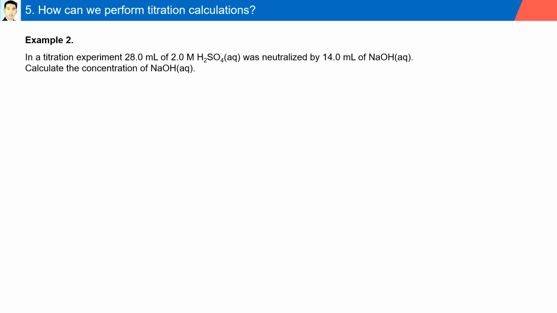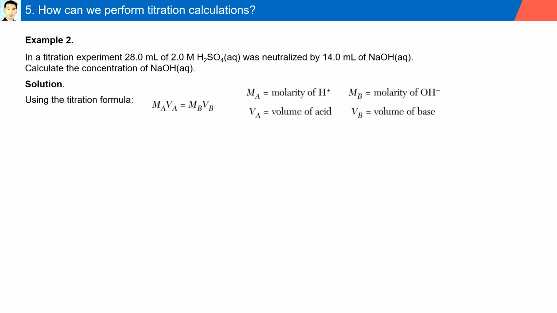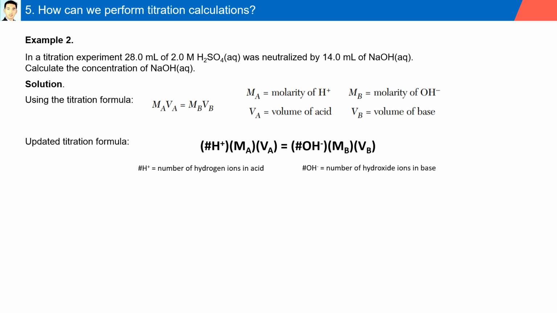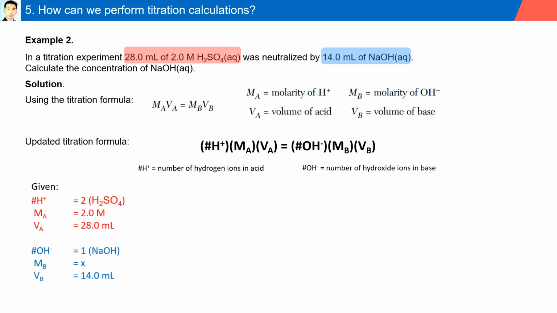Example 2. In a titration experiment, 28 ml of 2.0 molar H2SO4 was neutralized by 14 ml of NaOH. Here we are asked to calculate the concentration of NaOH. Similarly, we identify our formula. The updated formula is listed. Next, we identify the acid as H2SO4 and the base as NaOH. Here we list our given.